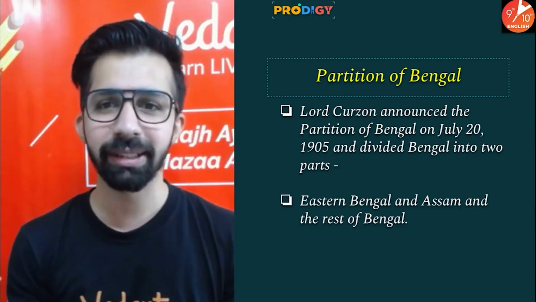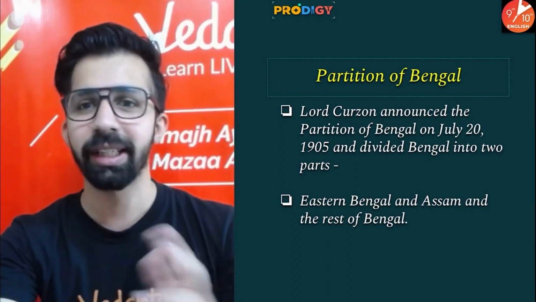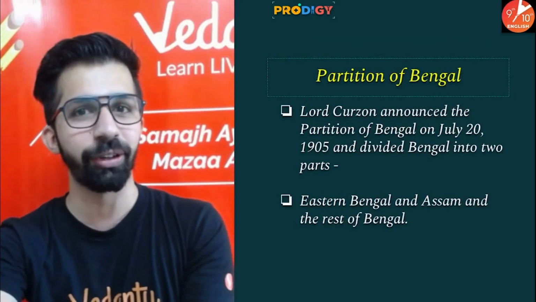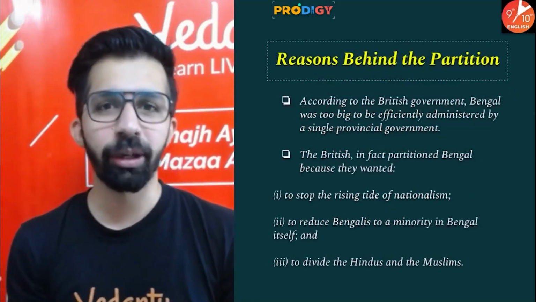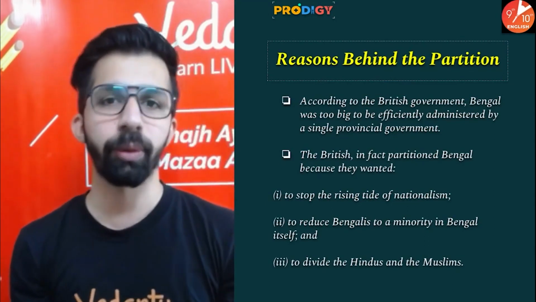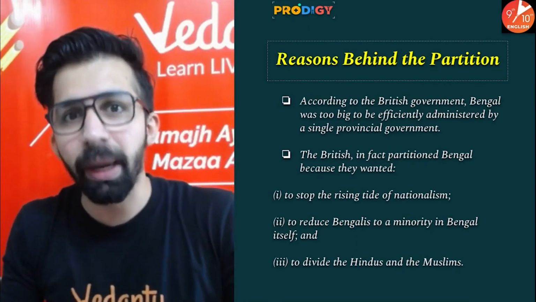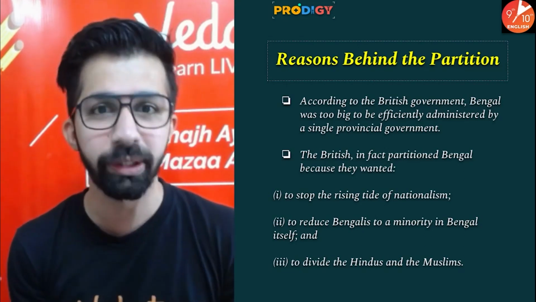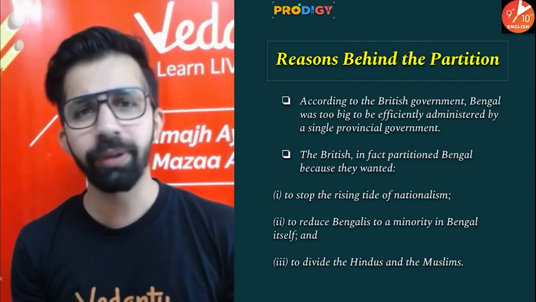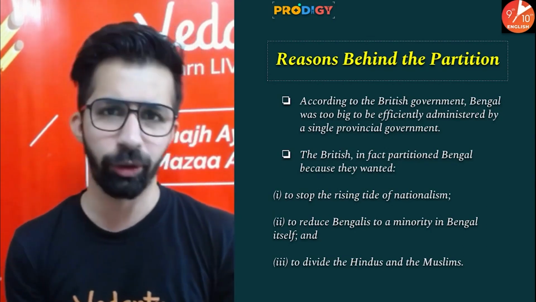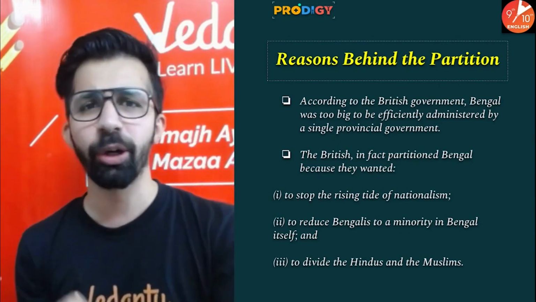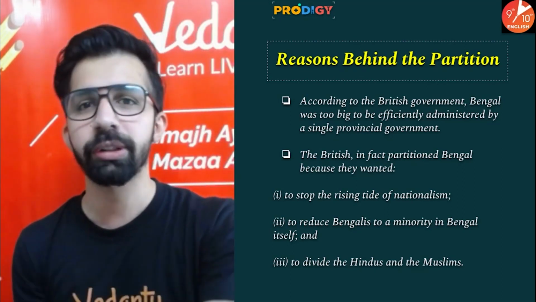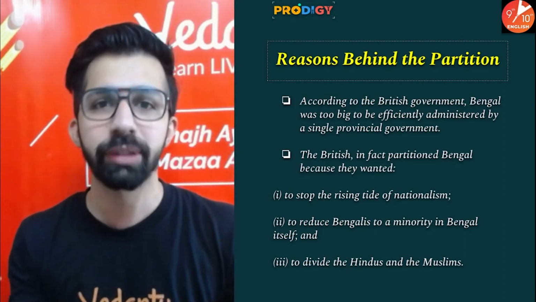In my last session, I told you about the early nationalists and the partition of Bengal, which took place on 20th July 1905. Bengal was a very big province, and the reason given by the Britishers was that it is very difficult to administer such a big province. So for administrative convenience, they divided it into West Bengal, given to the Hindu majority, and East Bengal, given to the Muslim majority. But the actual reason was basically to divide Hindus and Muslims. Simple as that.